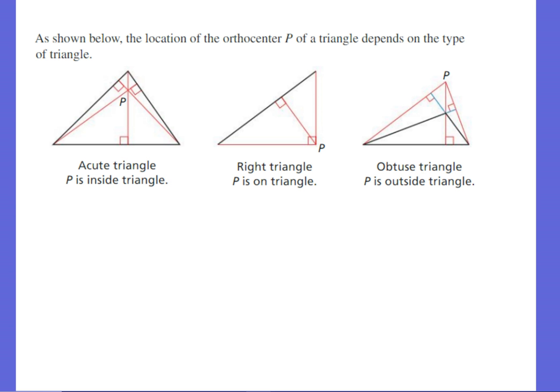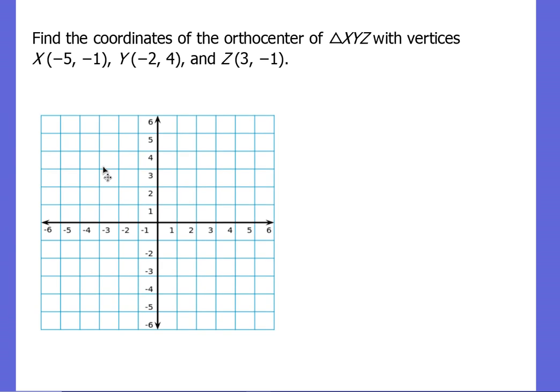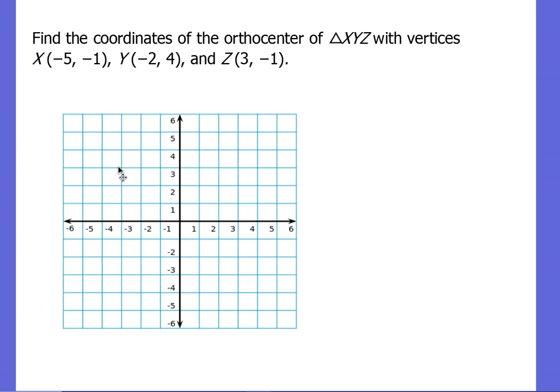So let's take a look at one example of how we can find it on an ordered pair. It says find the coordinates of the orthocenter. Unfortunately, we don't have a formula like we do for our centroid, but we can utilize what we know about its placement to find the orthocenter. So let's take a look.